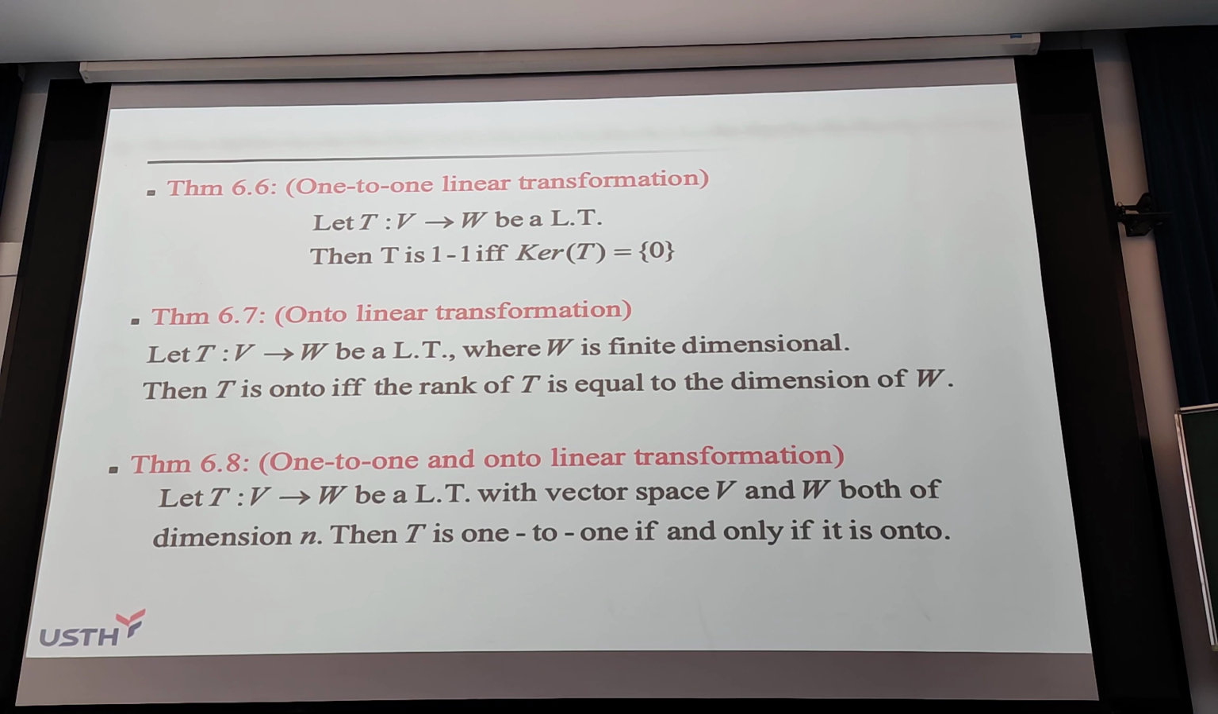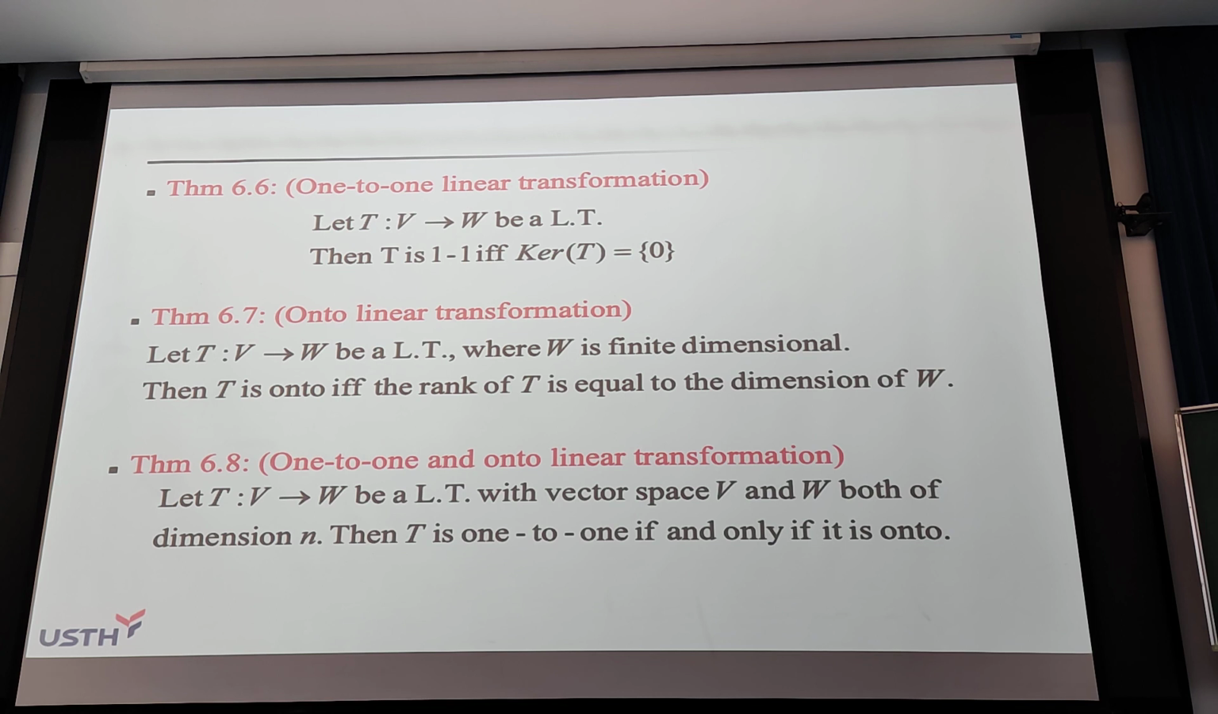And on the other side, if you want to verify a linear transformation to be onto, it is not so difficult. It will be onto if and only if the rank of T is equal to the dimension of W, or the dimension of the range equals the dimension of the codomain.